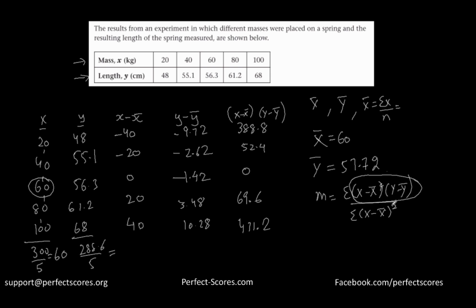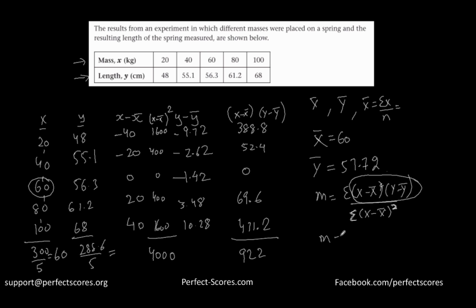Another thing that is left is x minus x bar square. So I have to square it up. Since I'm lacking space here, I'm actually going to write here. 40 square is 1600. This is 400. This is 0. This is 400. This is 1600. There you go, guys. Now let's find the summation of x minus x bar square. Add them up. 1600 plus 400, 2000. 1600 plus 400, 2000. 2000 plus 2000 is 4000. That's fine. Let's add this up here. That is 388.8 plus 52.4 plus 69.6. Usually I use my Excel for that since I'm making a video here. So it's actually going to be like this.